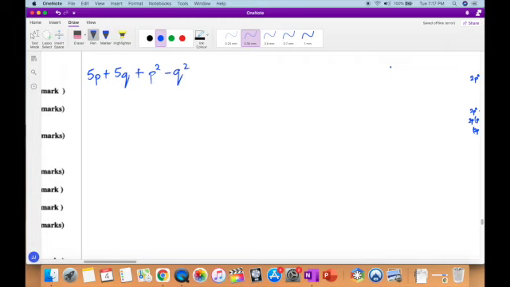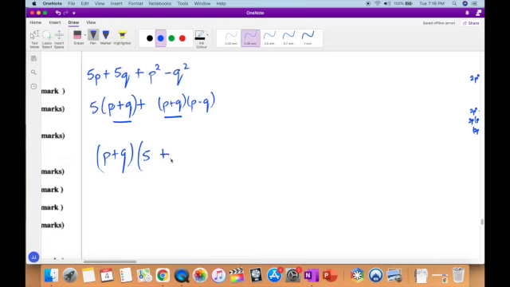Okay. I'm realizing that p squared minus q squared is a difference of 2 squares here, right? So I can factorize that into p plus q and p minus q, right? And on this side here, I can just pull out 5 into p plus q. Okay, do you think that can factorize any further? Well, look, I have p plus q for both of them. So if I pull out the p plus q, I get p plus q into 5 plus p minus q.